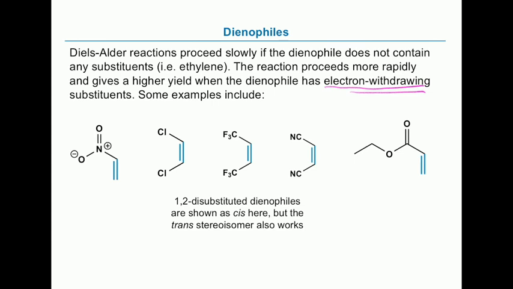You can figure out who's going to react with who based on which groups are attaching to different fragments. Alkenes with electron withdrawing groups like nitro, chlorine, CF3, nitrile, esters, right? All of these stand as electron withdrawing groups, and if they're appended to a double bond, that usually designates the double bond as your dienophile.